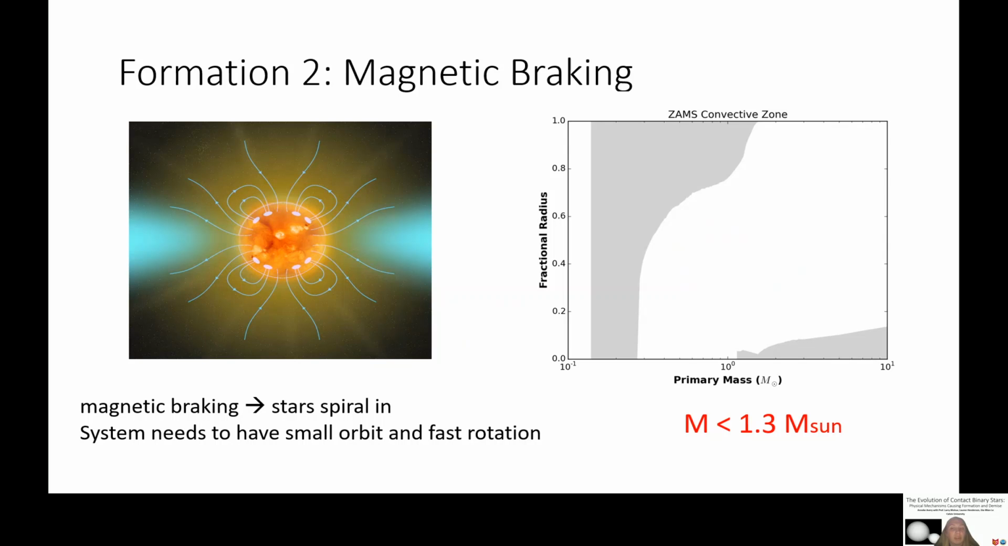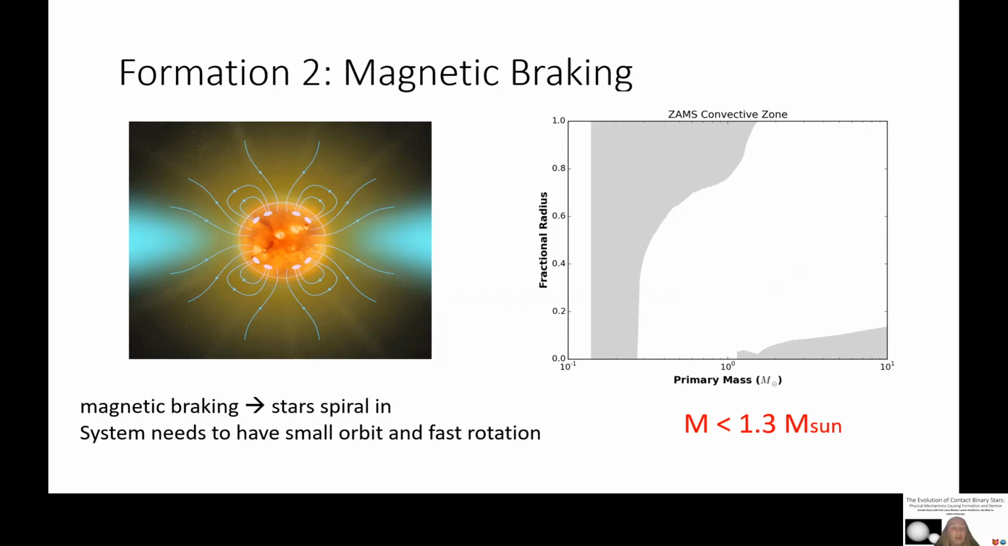Magnetic field lines rotate rigidly with stars. Mass lost along the field lines causes a loss in angular momentum, which drives the stars to spiral in even more. So if third body interactions can get us to a smaller orbit with faster rotation, magnetic braking can kick in and drive the stars closer until they reach contact.